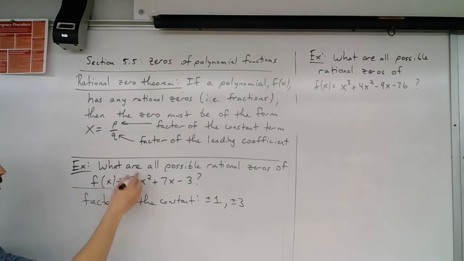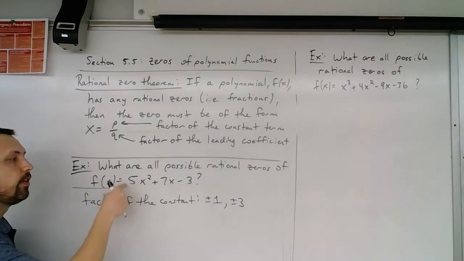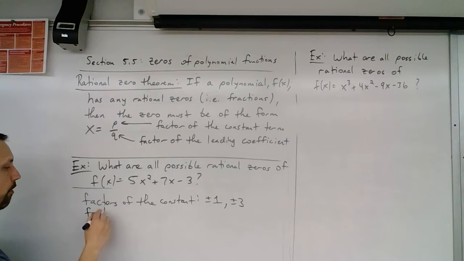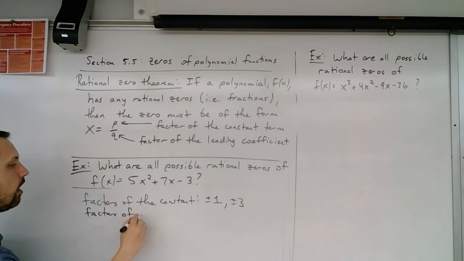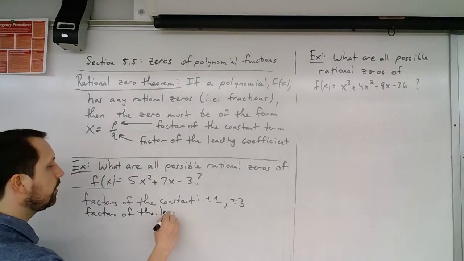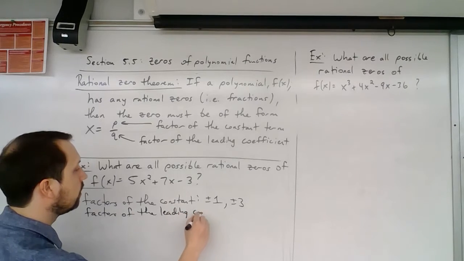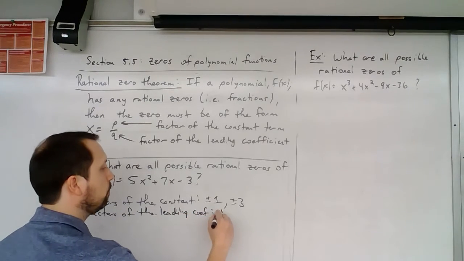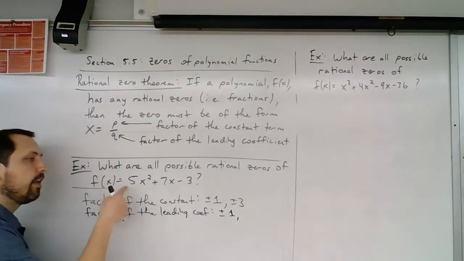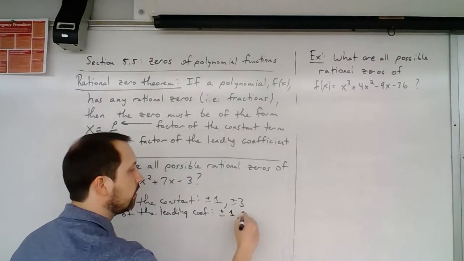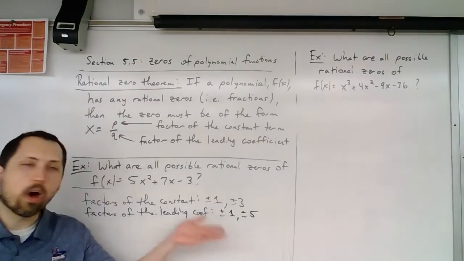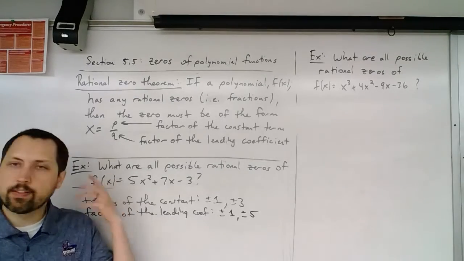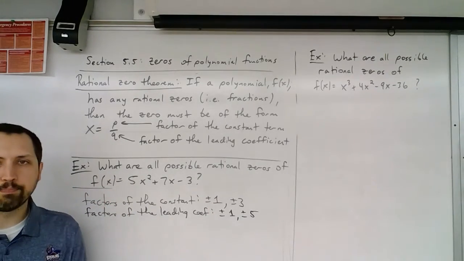Now, similarly, we can do the same thing with our leading coefficient. The leading coefficient in this case is 5, because that's the coefficient of the highest power of x. So our factors of the leading coefficient are going to be plus or minus 1, and then obviously plus or minus 5. There's no other factors. 2 doesn't divide 5, for instance, so this is it.